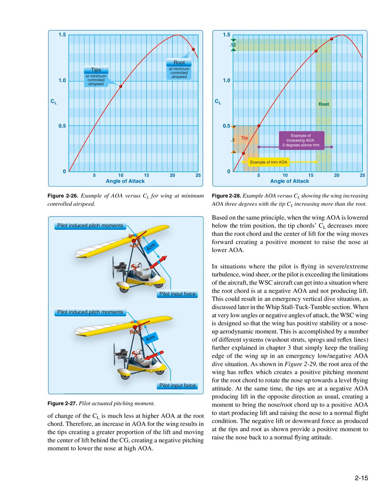As shown in Figure 2-29, the root area of the wing has reflex which creates a positive pitching moment for the root chord to rotate the nose up towards a level flying attitude. At the same time, the tips are at a negative AOA producing lift in the opposite direction as usual, creating a moment to bring the nose/root chord up to a positive AOA to start producing lift and raising the nose to a normal flight condition. The negative lift or downward force as produced at the tips and root as shown provide a positive moment to raise the nose back to a normal flying attitude.